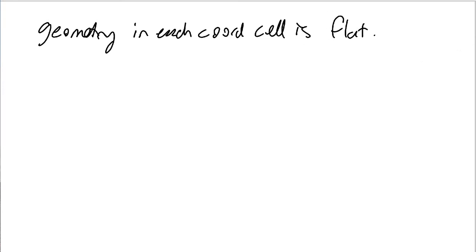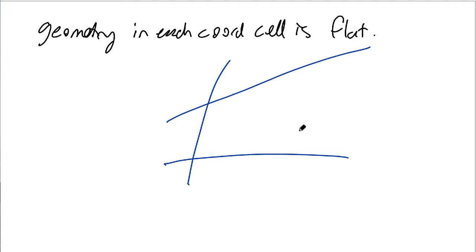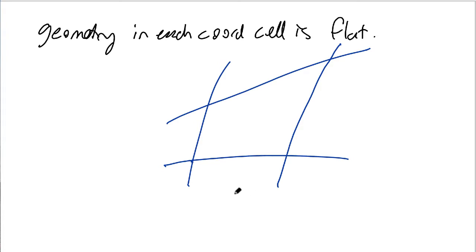So let me draw you a picture of one of those coordinate cells. So here's some of the coordinate lines, say like this. And now what I'm drawing, I do want you to think of this as being flat. So the geometry here on the screen or the piece of paper is a flat geometry, but the coordinates are not Cartesian. So here's a general coordinate cell, and let's label these points.